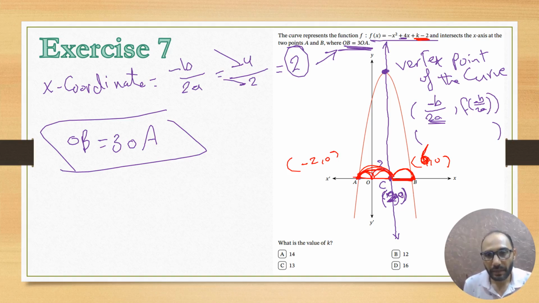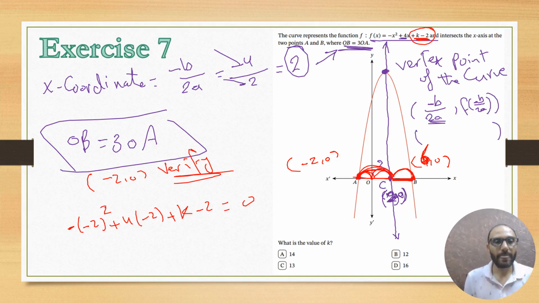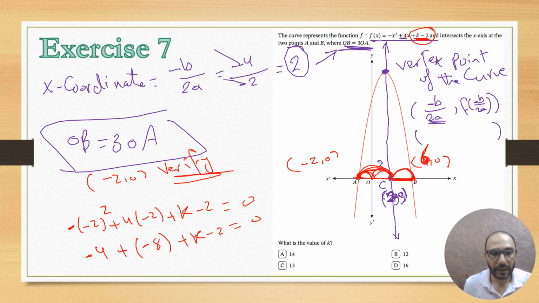That's okay. So using this point, negative 2, we can substitute to find the value of k. Okay, -2 and 0, verify. Instead of x, put -2, so it's -2 power 2 plus 4 multiply -2 plus k minus 2 equals 0. -2 power 2 is 4, plus 4 times -2 which is -8, plus k minus 2 equals 0. 4 and -8 are together -4, so -4 plus k minus 2 equals 0.